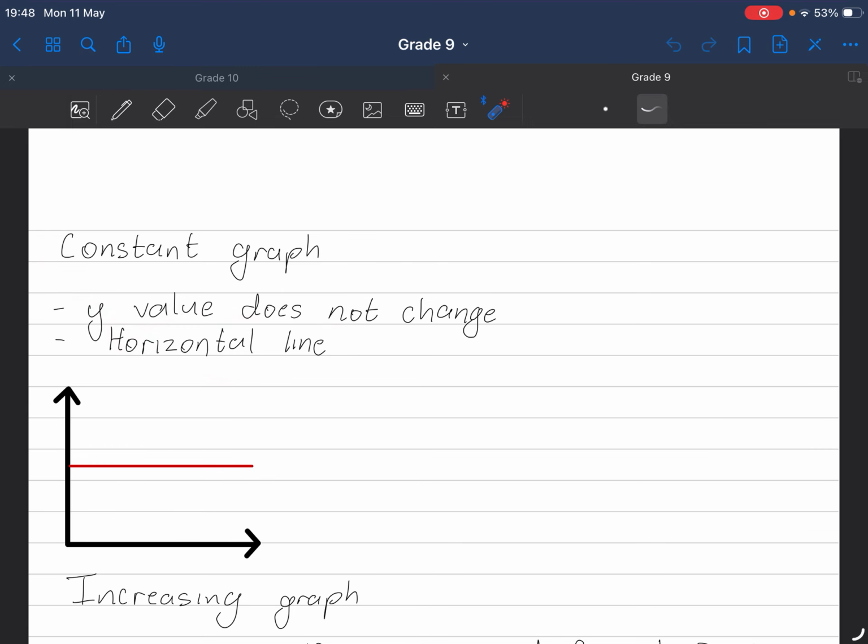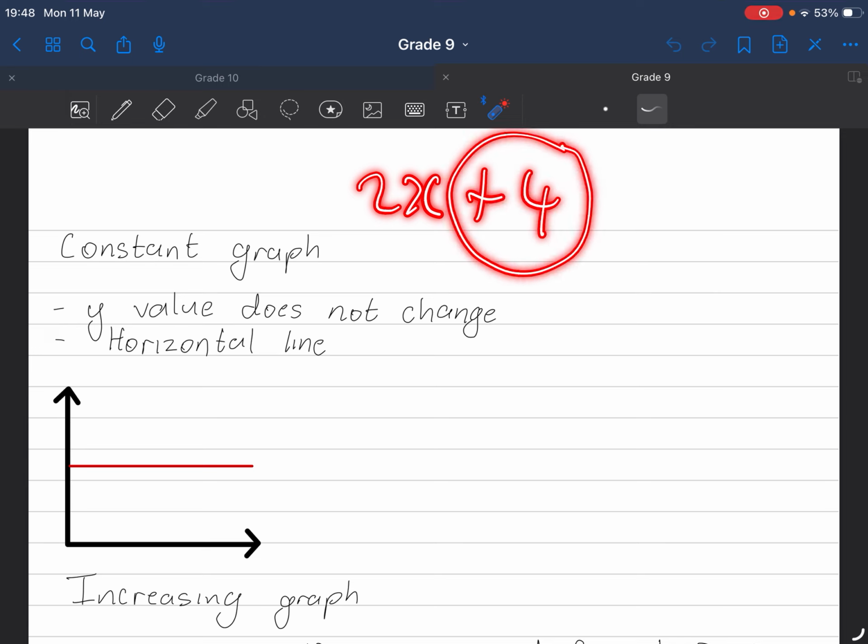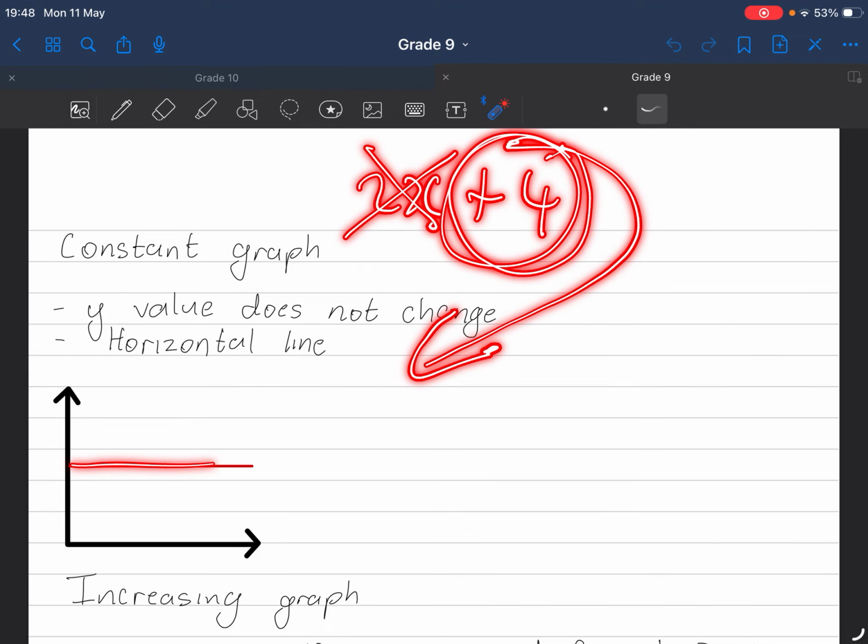It's called a constant graph because in algebraic expressions, if you have 2x plus 4, for example, this constant value, if you just eliminated this and this is all your expression was and you plotted it on a Cartesian plane, this is what it would look like.